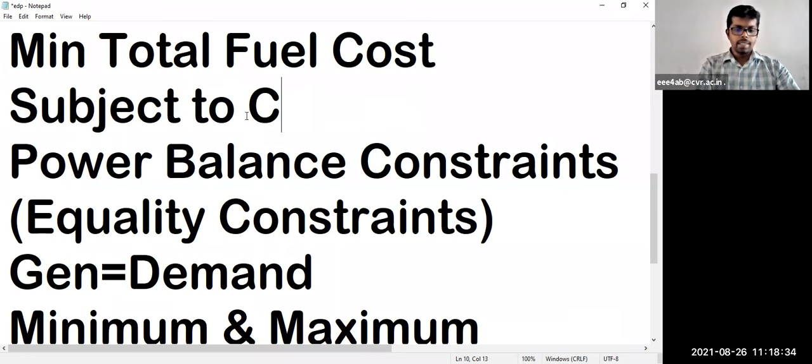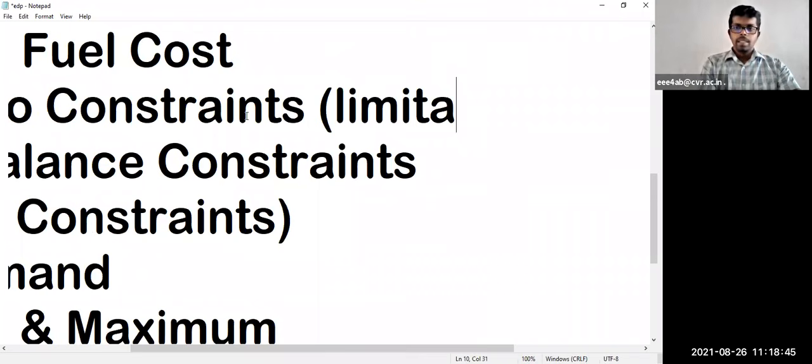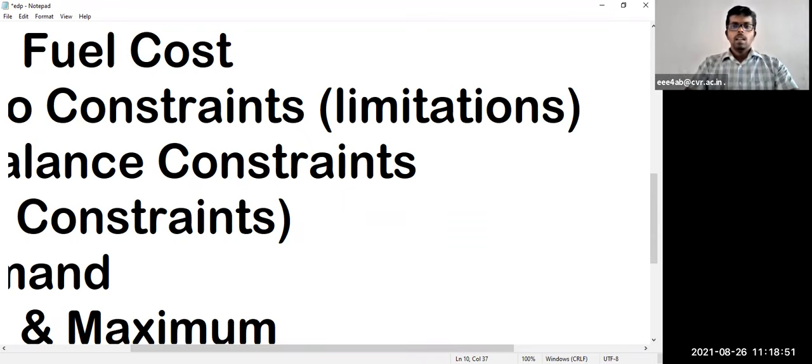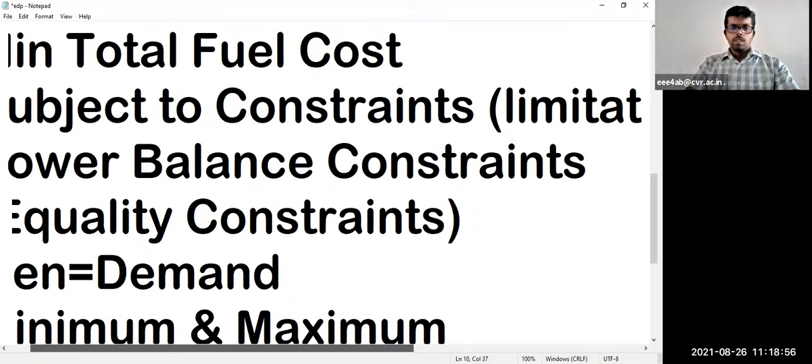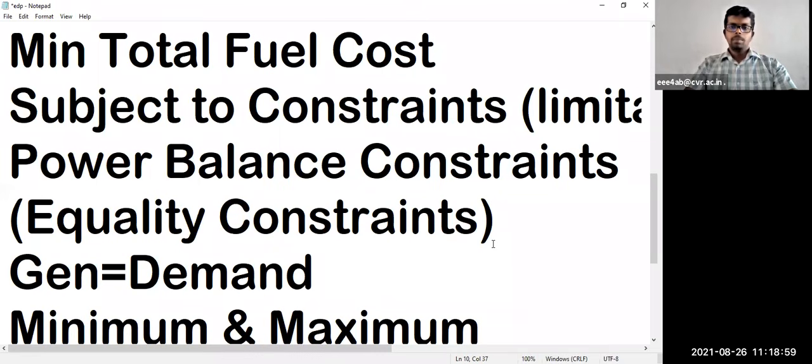There are two types of constraints. Constraints, limitations, limits, everything is the same. In some other books, it might say subject to limitations or subject to limits. All are the same. So, subject to constraints, there are two types of constraints.